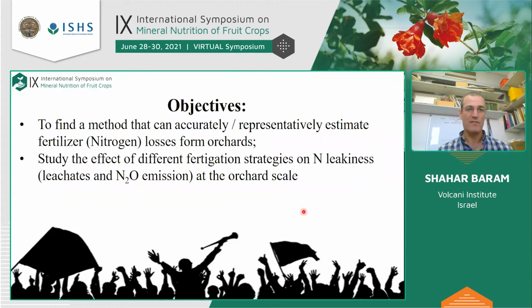So our objectives were to find a method that can accurately or representatively estimate fertilizer losses from the orchard. When I talk about nitrogen in this talk, nitrogen is the biggest problem for groundwater contamination and greenhouse gas emissions. And we also aimed to study the effect of different fertigation strategies on nitrogen leakiness as leachates and gaseous emissions at the orchard scales.